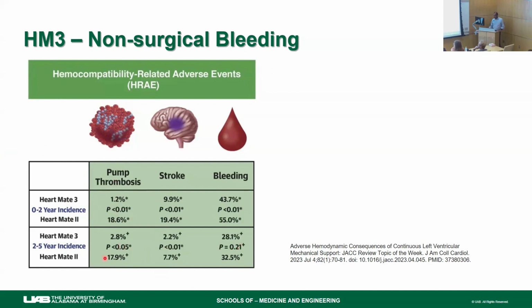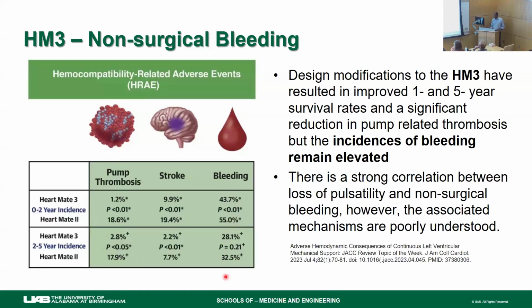So if you minimize thrombotic events, you also minimize the occurrence of stroke. But if you look at the bleeding, they were able to make a small difference, but not a significant difference, at the 5 year and the 2 year. So in summary, with these improvements that they made to HeartMate 3, they've seen improved 1 and 5 year survival rates, significant reduction in pump thrombosis, but the incidence of bleeding still remains.